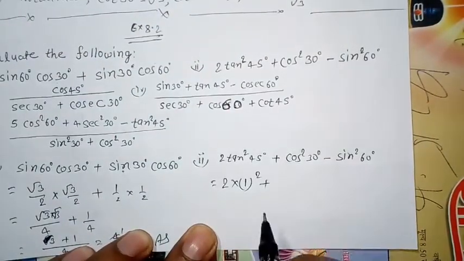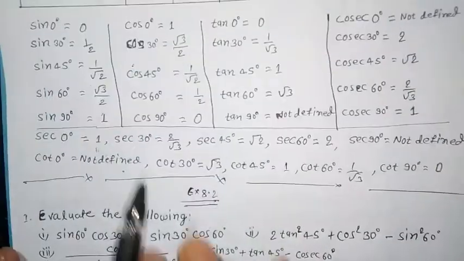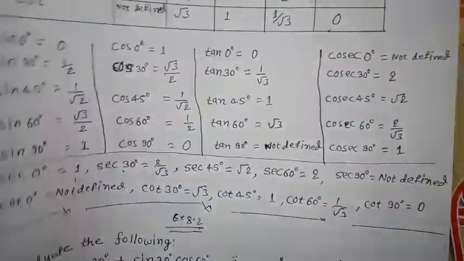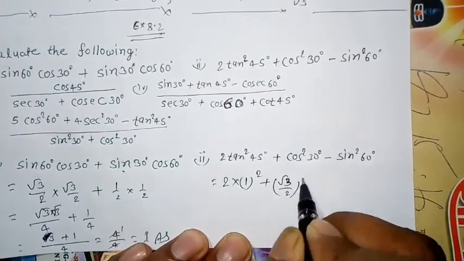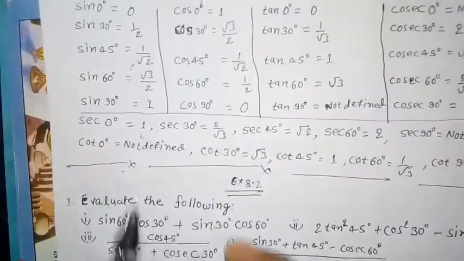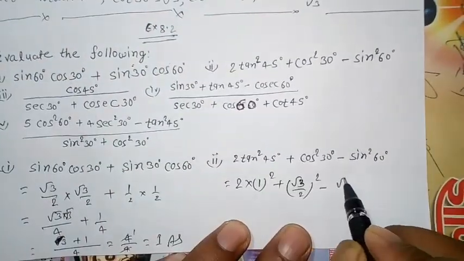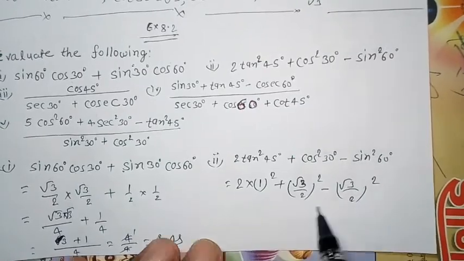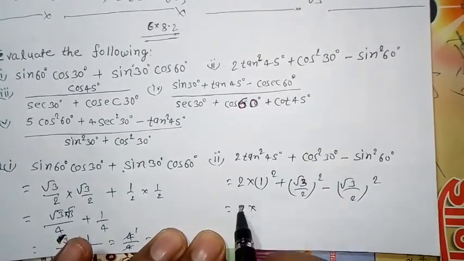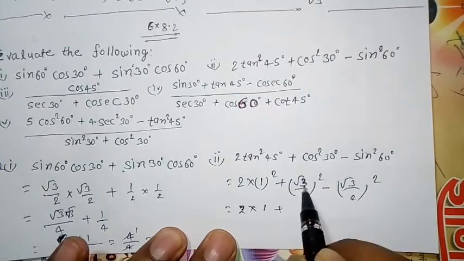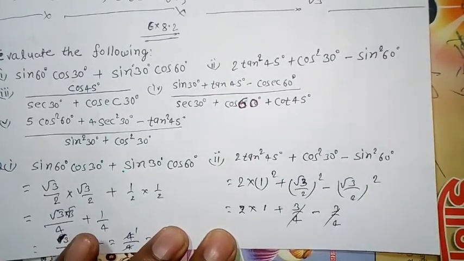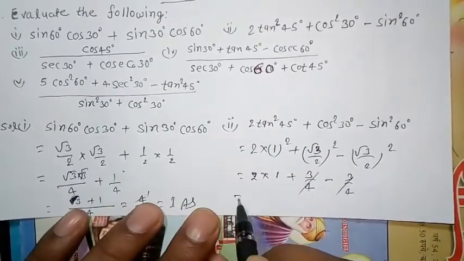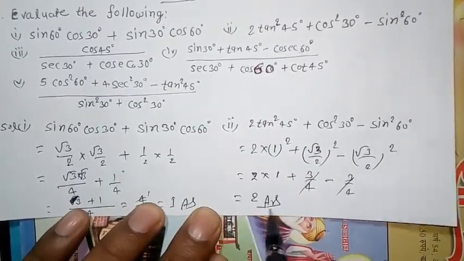then square plus cos 30, the value of cos 30 is root 3 by 2, root 3 by 2 the whole square minus sin 60, the value of sin 60 is root 3 by 2, root 3 by 2 the whole square is equal to 2 into square of 1 is equal to 1, root 3 square is 3 by 4 minus 3 by 4. This is the same, cancel, 2 into 1 is equal to 2. Answer.